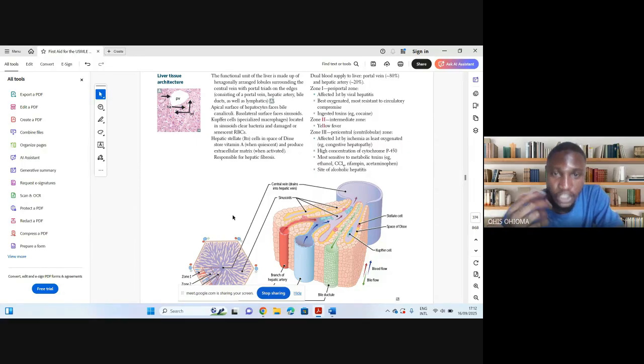The Ito cells are located in the space of Disse and have a peculiar function. Two basic functions, basically. When it's at rest, its job is to produce vitamin A. When it is activated, it causes hepatic fibrosis. It can only be activated when there's liver injury, so they replicate, secrete a lot of collagen matrix, and you have fibrosis. So the aim of the body is to try as much as possible to ensure that the stellate cells, or the Ito cells, are not activated. But the most high yield thing for you to know in this picture is what I just explained here. Okay.